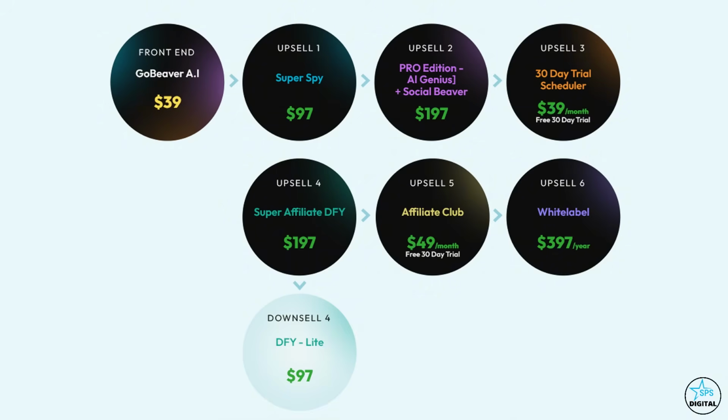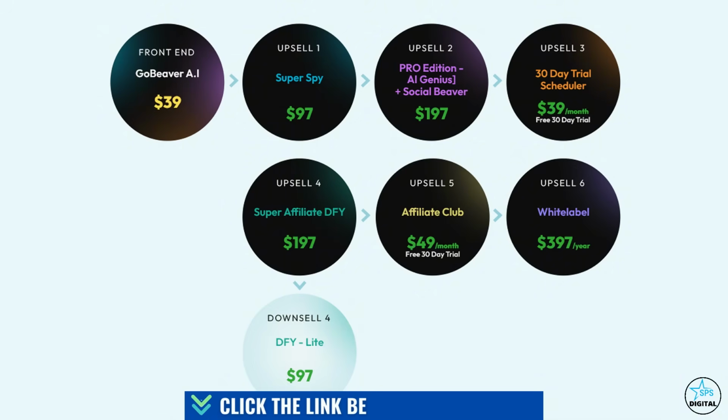OTO 6, White Label, $397 per year. Finally, the White Label license lets you rebrand Go Beaver AI as your own software for clients and keep 100% of every sale. It renews annually at $397, and that's the full funnel.